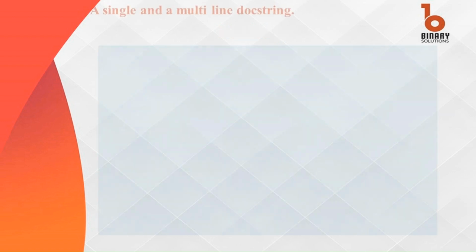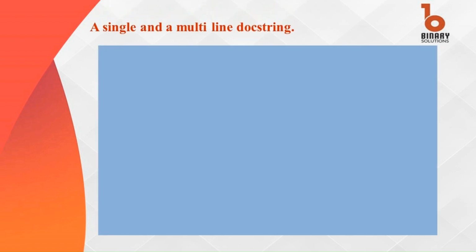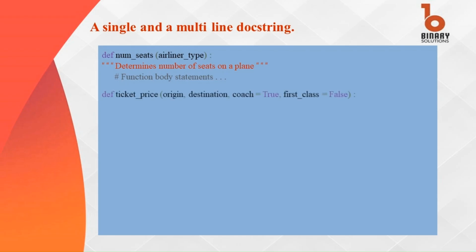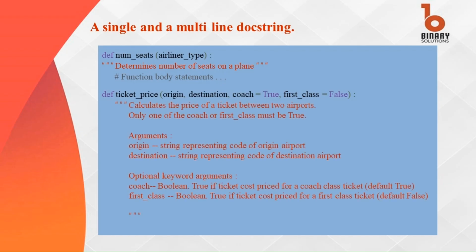In this example, two functions are defined, each with a docstring to describe their purpose. The first function, numb seats, uses a single line docstring to briefly state its purpose, determining the number of seats on a plane. The docstring is enclosed within triple quotes with no blank lines before or after. The second function, ticket price, includes a multi-line docstring to provide a more detailed explanation.